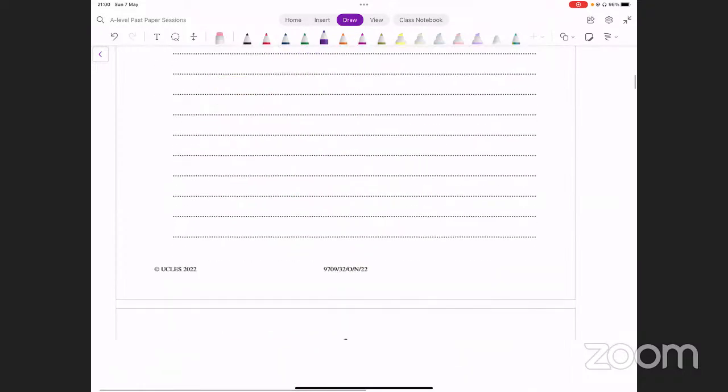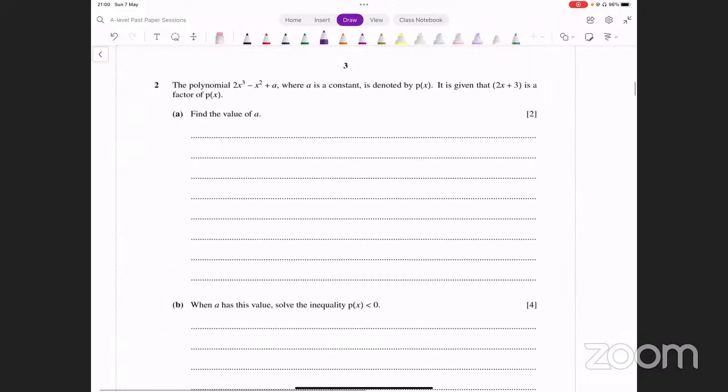All right. That was question number 1. Let's move on to the next one. Now it says we have this polynomial 2x cubed minus x squared plus a, where a is a constant. It's denoted by p of x. It's given that 2x plus 3 is a factor of p of x. Find the value of a.